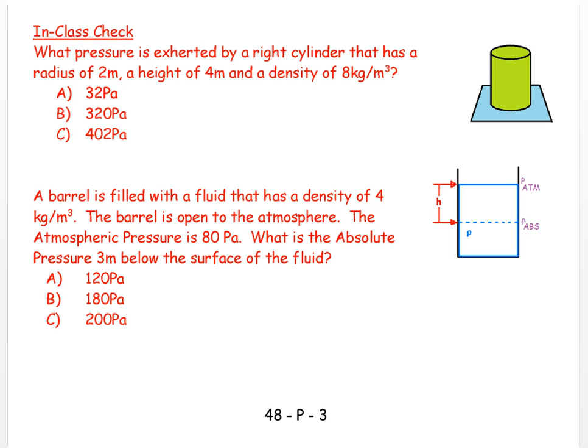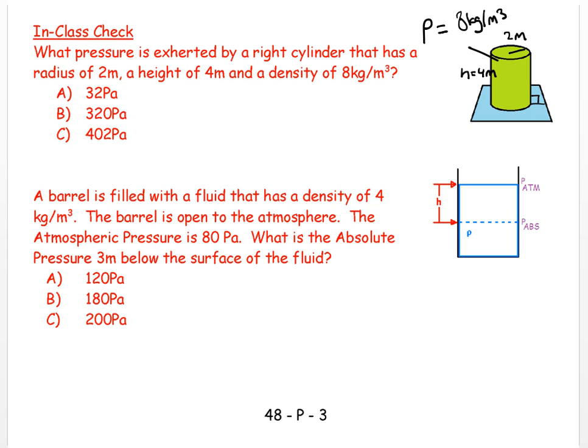Let's use this. So let's do a couple of examples. What is the pressure exerted by a right cylinder? Remember, a right cylinder is a cylinder where the wall at the edge is 90 degrees to the base. What is the pressure exerted by a right cylinder that has a radius of 2 meters? So that distance there is 2 meters. And a height of 4 meters. So the height equals 4 meters. And the density is equal to 8 kilogram per meter cubed.